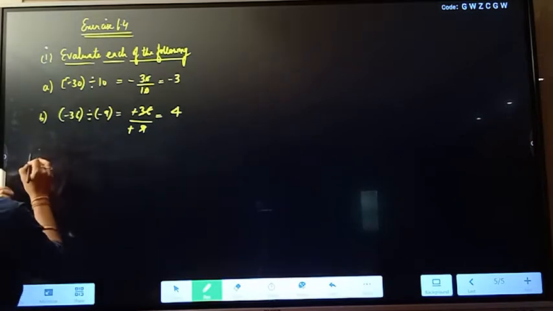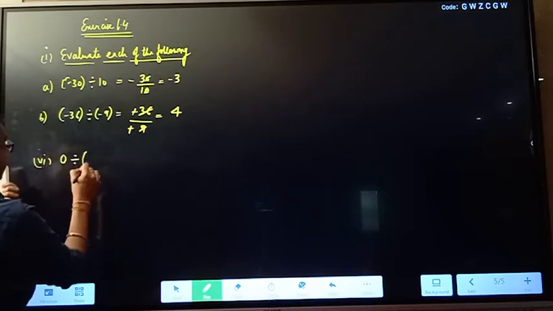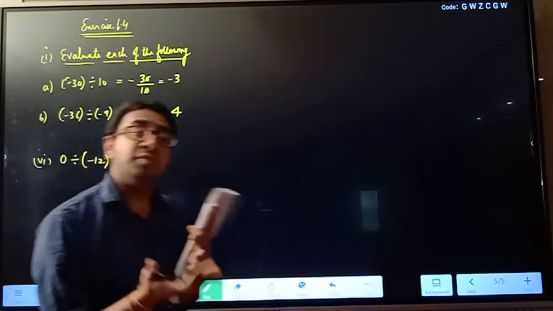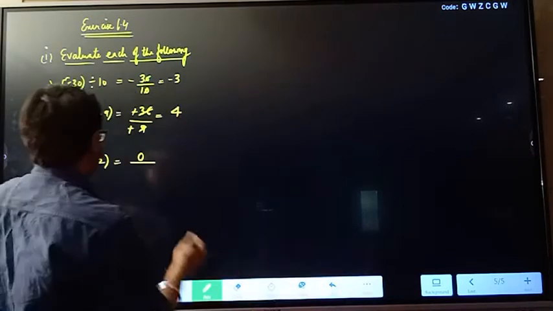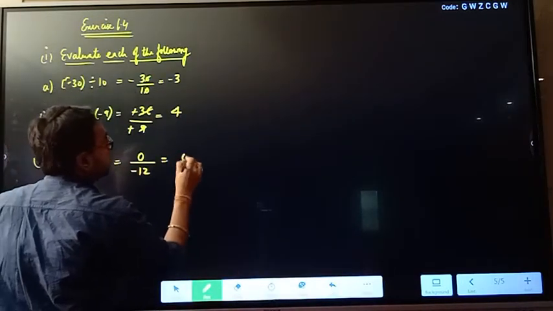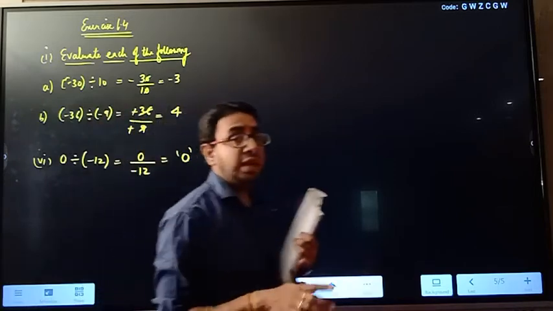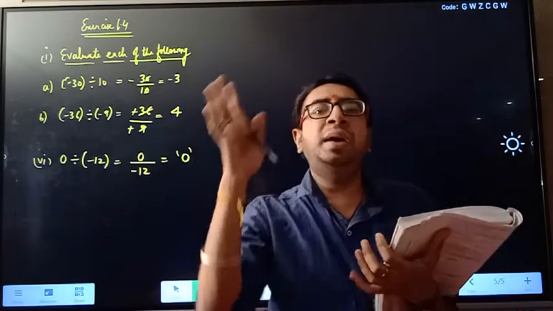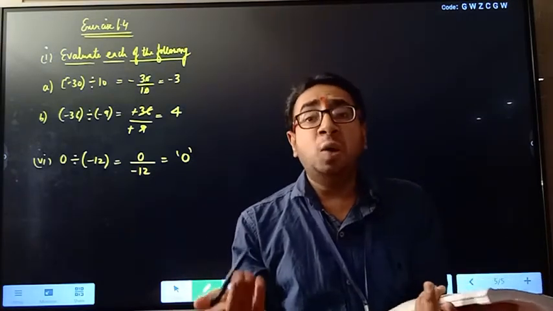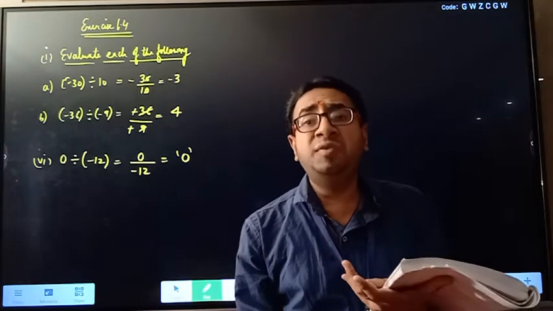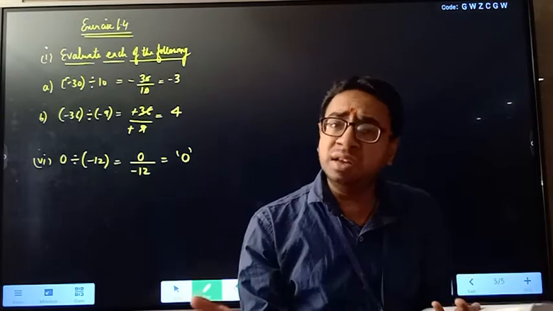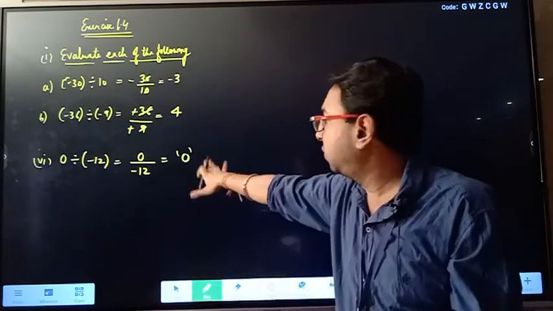Next, we can take the sixth part: 0 divided by minus 12. I told you any number divided by 0 is infinite. But what will happen if 0 is divided by any number? Definitely the answer is 0. Understand? Again I am repeating, a number divided by 0 is infinite or undefined. 0 divided by any number is 0 itself. How can we divide 0 by any number when the result would definitely be 0? So that's why 0 is the answer.